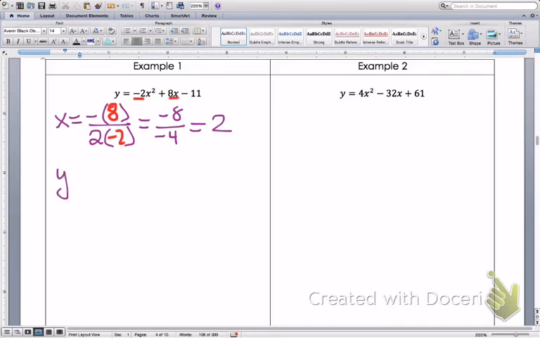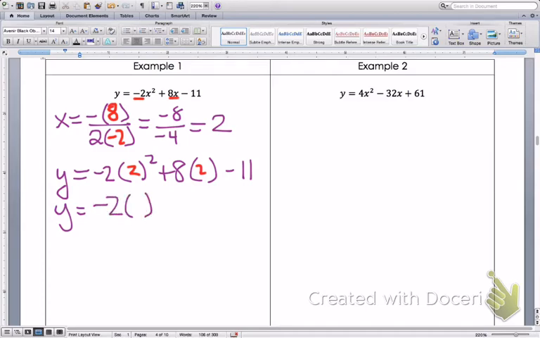I need to find the other half by plugging it back into the quadratic. So I have negative 2x squared plus 8x minus 11. I'm going to substitute 2 into both x values, just like we did last week. Simplify this entire expression. Exponent goes first. Then we go from there, negative 2 times 4 becomes negative 8, plus 8 times 2 is 16. Drop the 11. Keep simplifying, negative 8 plus 16, drop the 11.